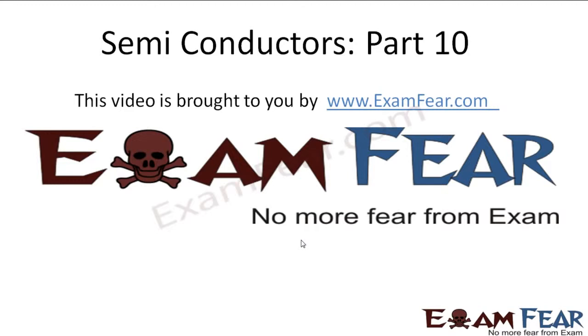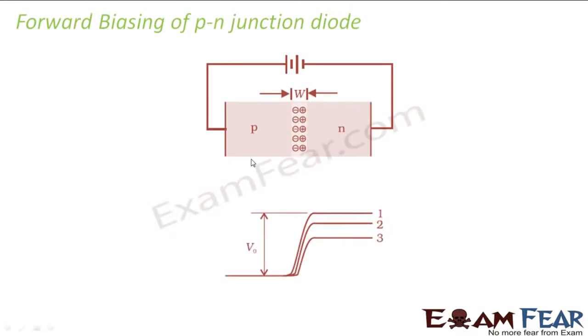Please make sure that you have watched all the videos till Part 9 before going ahead with Part 10. So let us talk about the forward biasing of PN junction diode in detail. So what happens when we forward bias a PN junction diode?